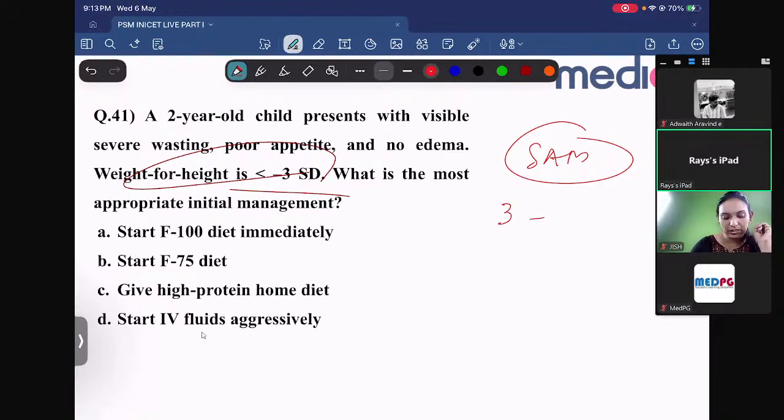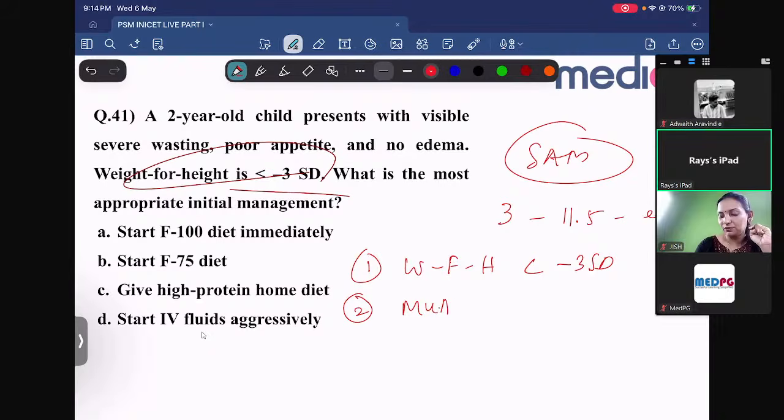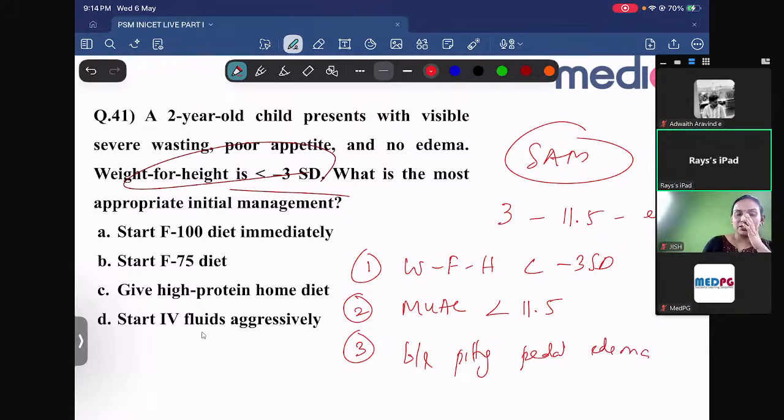You have the 3, 11.5 and edema rule. This is the rule for SAM. First is weight for height. If the weight for height of a child is less than -3 standard deviation, you say the child is having severe acute malnutrition. Or, it's not and, it is or. Or, if the mid-upper arm circumference of the child is less than 11.5, the child is a severe acute malnourished child. Third one, if there is bilateral pitting pedal edema, then also you say the child is a SAM child. So, if any one of these is positive, then you say the child is a SAM child.